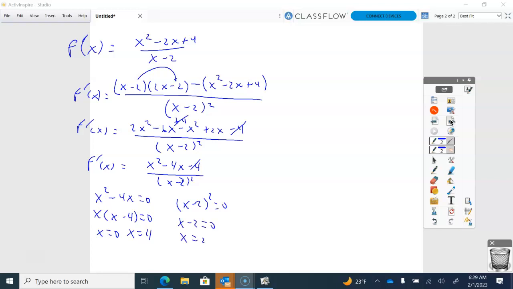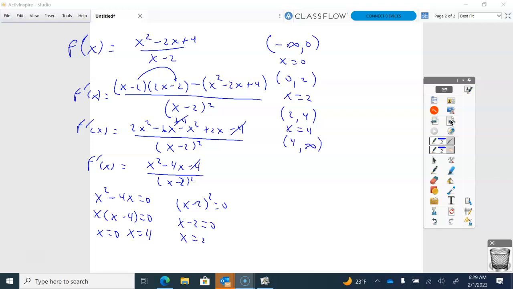So my critical points are at 0, 2, and 4, which means I am increasing or decreasing from negative infinity to 0. X equals 0 might be a maximum or minimum. From 0 to 2, I am doing something else, or possibly the same thing. Then from 2 to 4, and then x equals 4, and then 4 to infinity, something else. How do I figure what I'm doing?